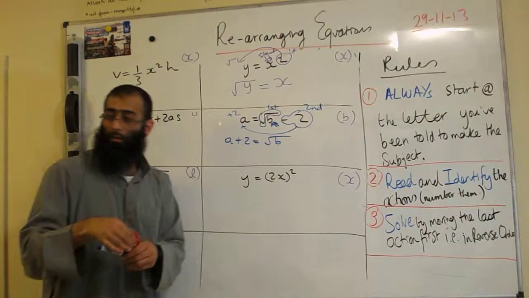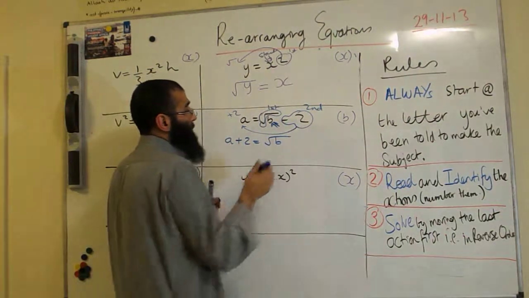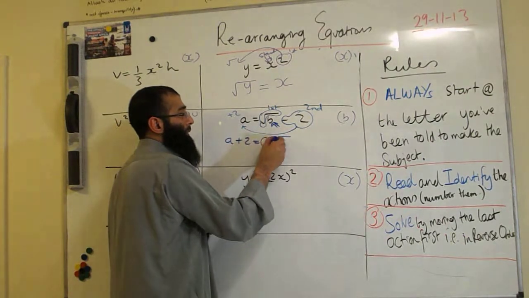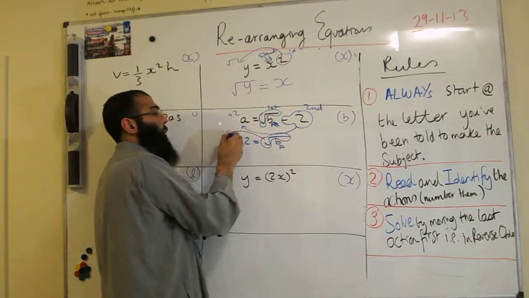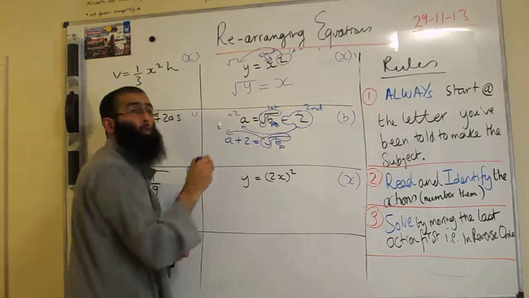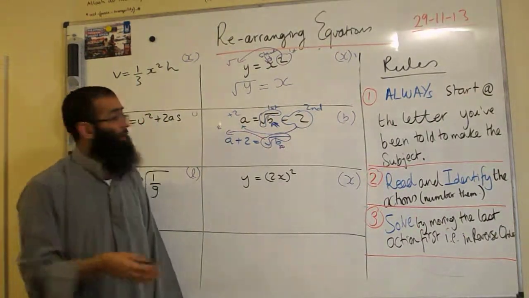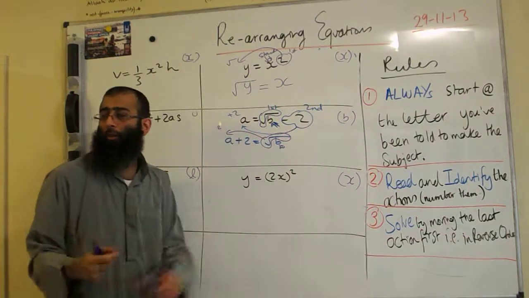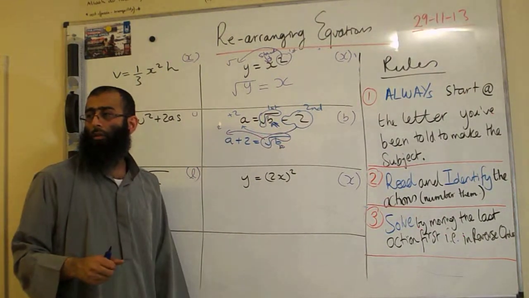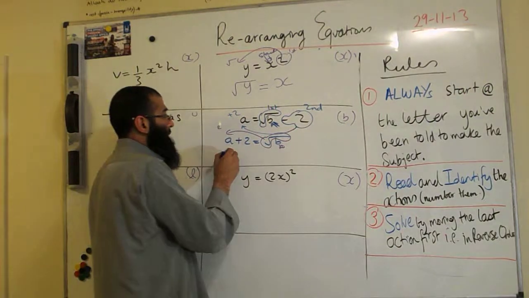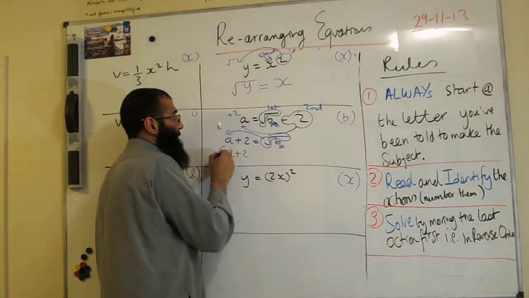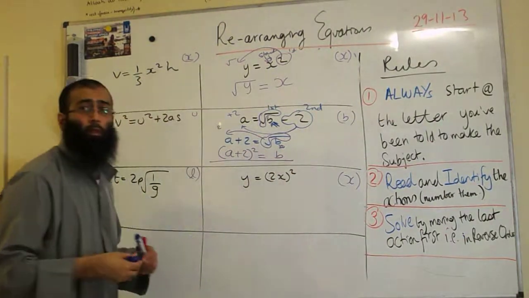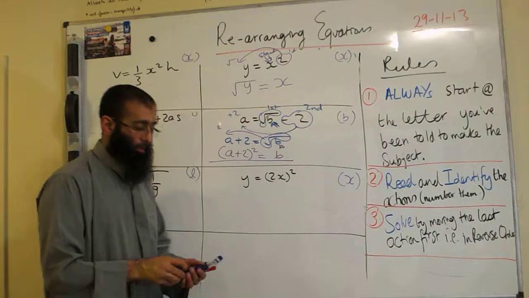Now we have to work out the b still. So b has been acted on by the square root. We take the square root over and it becomes a square. Now what do we square? Do I square the a? Do I square the 2? Do I square the a and the 2? The a and the 2, well done. So the a add 2, we have to square the lot of it. That will give you b. Done.